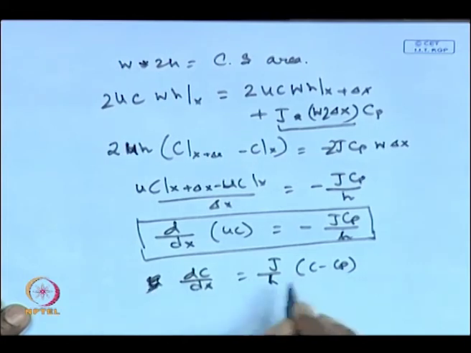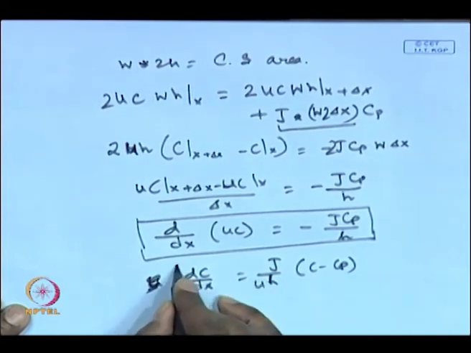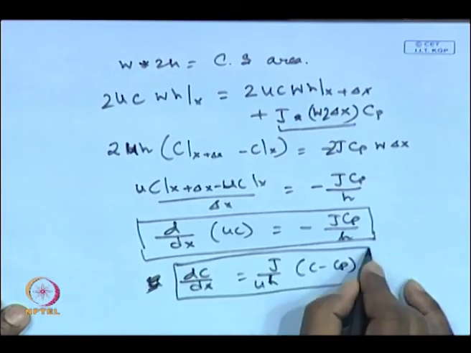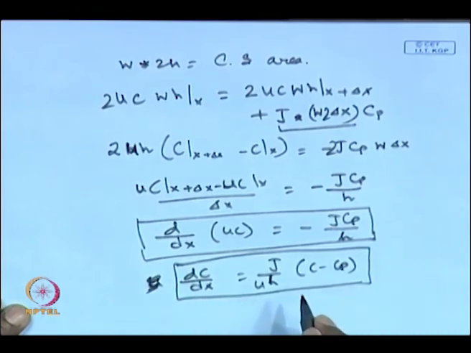So, the expression of dc/dx will be nothing but J divided by U times H, C minus Cp. Now, Cp is the permeate concentration. Now, you got an ordinary differential equation of delta P, of U, and of C. So, from the Navier-Stokes equation and combination of the overall material balance, you got the governing equation of delta P. From the overall material balance over the differential element, you will be getting the governing equation of U, and from the solute balance equation over the differential element, combining with the expression of U, you will be getting the governing equation of C.